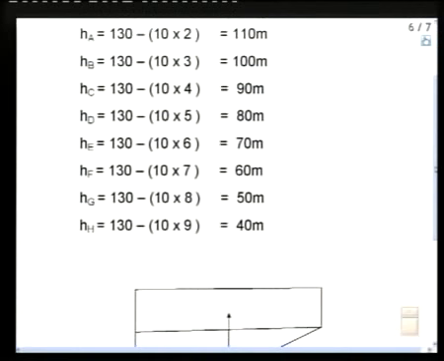HA 110 meters, HB 100, HC 90, etc. From the beginning to the end. You see? I found the potentiality of every point in the base of the dam.